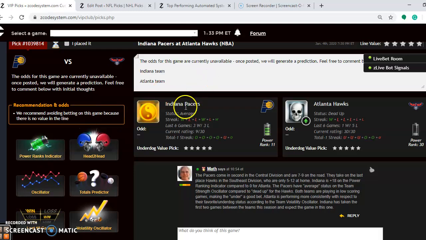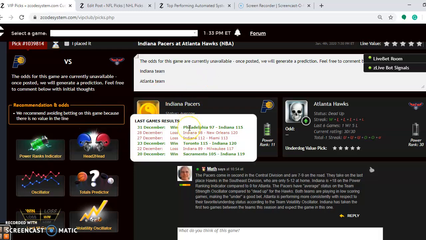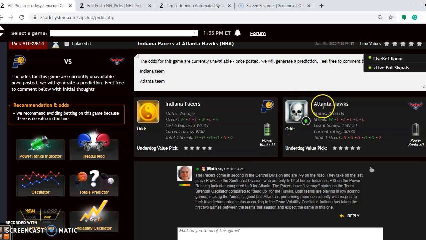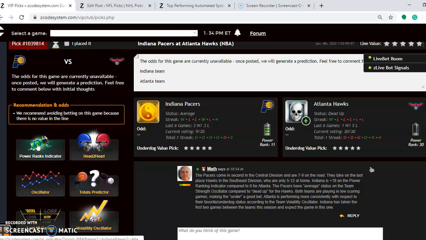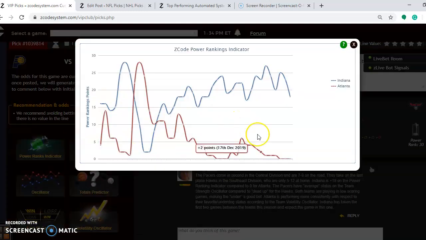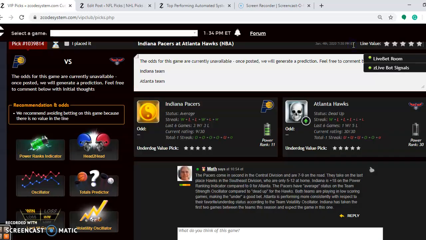You see that Indiana has average status at the moment. They have won 3 out of their last 6, coming off an impressive win over Philadelphia. Atlanta is dead cold. They have lost 5 out of their last 6. They did win their last one, 101-93 over Orlando. Look at the power ranking indicator. Notice that Atlanta is all the way at the bottom at 0. Indiana was at plus 25 back on December 27th, and they are now down to plus 18. That is still a large advantage for them.